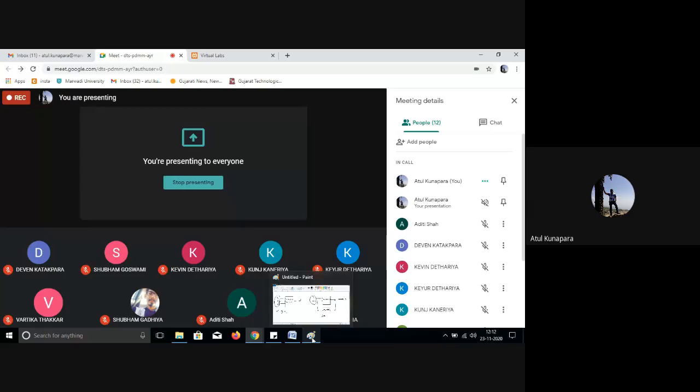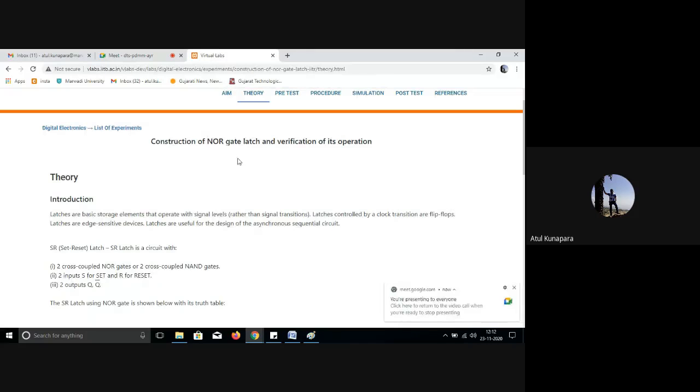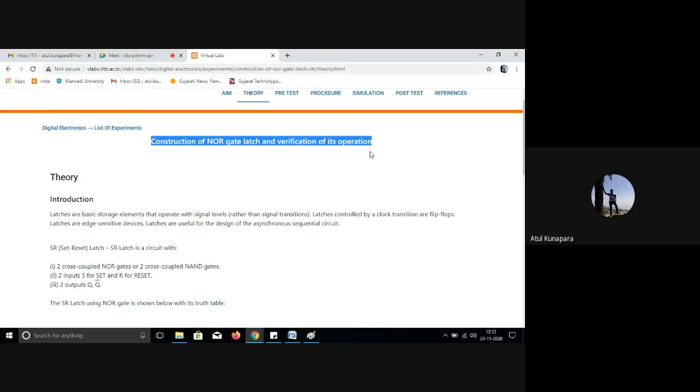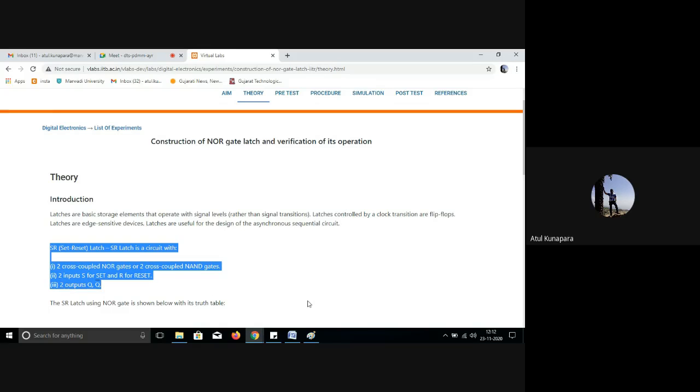So the main thing which we are going to start learning today is a latch. In your experiment number 9, we are going to understand the working of a latch, and after that you can verify it in the virtual lab here, right? As we did in the previous experiments also. So what do you mean by a latch? Right now it is called an SR latch, that is, a set reset latch. And that latch will have two cross coupled NOR logic gates or two cross coupled NAND logic gates, right?